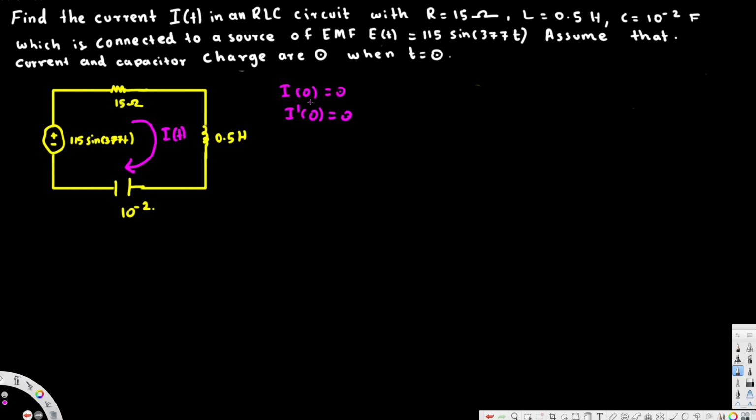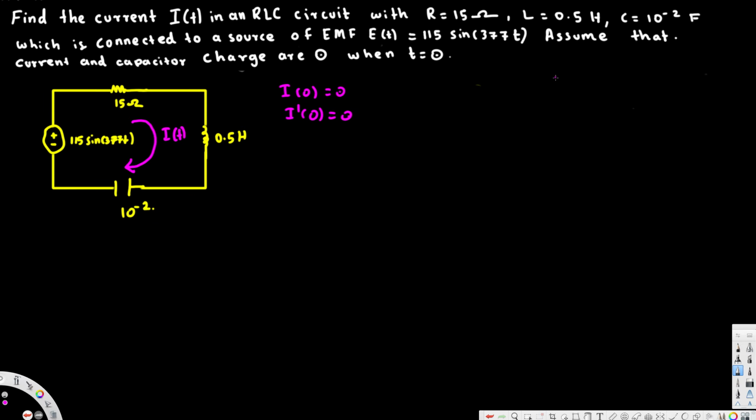And here we are going to derive the second order differential equation, because this is a second order circuit, right? We know that this is a second order circuit by looking at the energy storage devices. Here we have an inductor and a capacitor. By looking at these two, we know that this is a second order circuit. And when we have a second order circuit, we have to derive a second order differential equation in order to solve the problem.